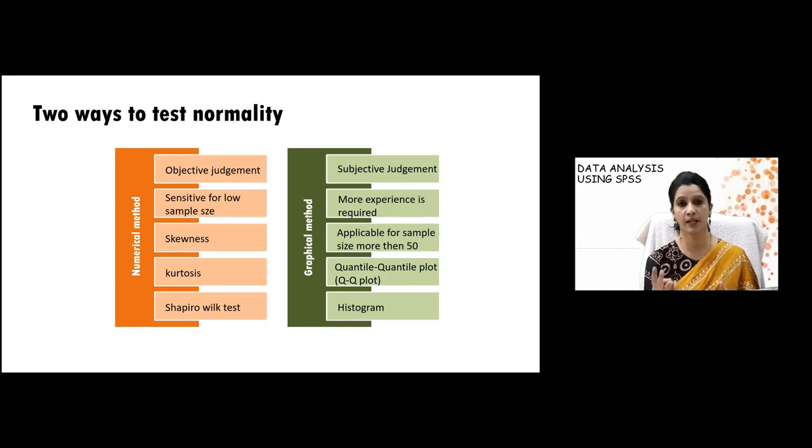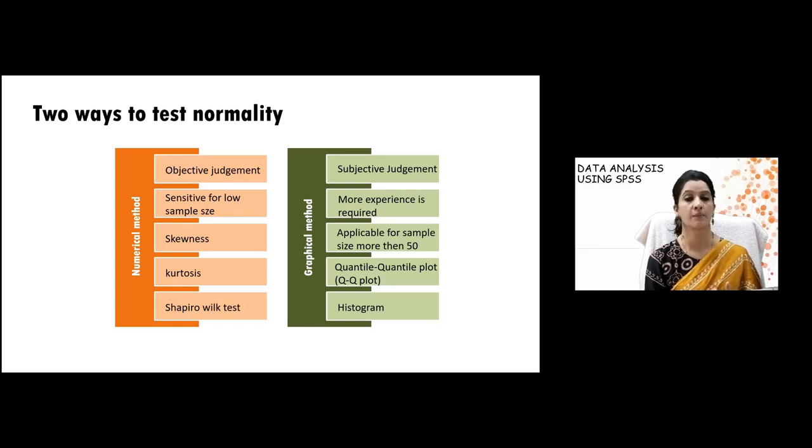So to summarize once again, there are 2 ways, numerical ways, which is objective method, and graphical way, which is a subjective method. In the numerical way, there are 4 ways to test normality. There is a standard deviation and mean, where we say that if the standard deviation is less than half of the mean, the data is approximately normally distributed. The second is the kurtosis, third is the skewness, and fourth is the Shapiro-Wilk test. We will discuss these all one by one.